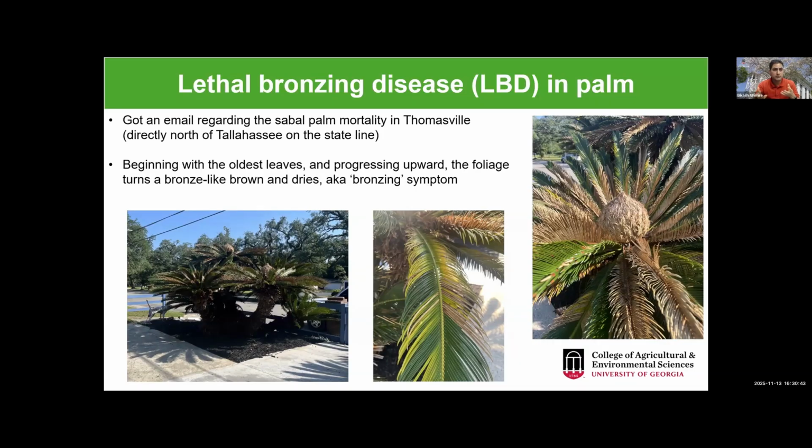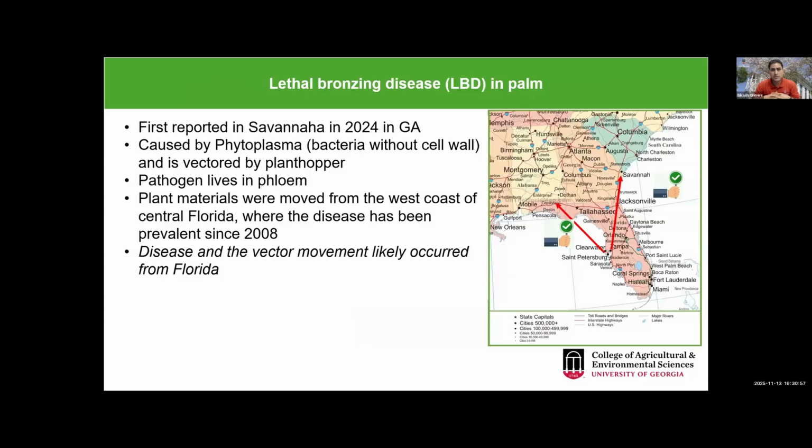So it actually starts with the oldest leaves, and it progresses upward, and then eventually the younger foliage will also get infected, and it has a bronze-like browning of the leaf. That's where the name, bronzing or lethal bronzing, comes from. And then it was first reported in Georgia, in Savannah, back in 2024, last year, and it is caused by a phytoplasma, which is a bacterium without a cell wall. And the interesting thing about this disease is that it is vectored by a planthopper, and the pathogen is phloem limited.